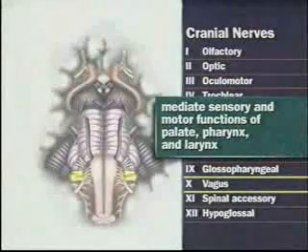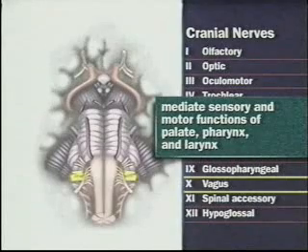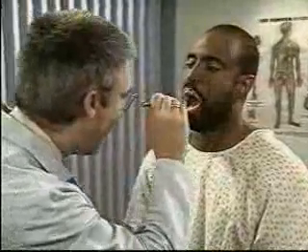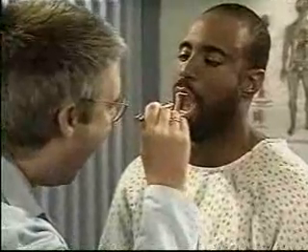Cranial nerves 9 and 10, which are the glossopharyngeal and vagus nerves, mediate the sensory and motor functions of the palate, pharynx, and larynx. I'd like to take a look at the back of your throat. Can you open your mouth? To test these nerves, ask the patient to say ah or yawn as you observe the soft palate and the uvula.